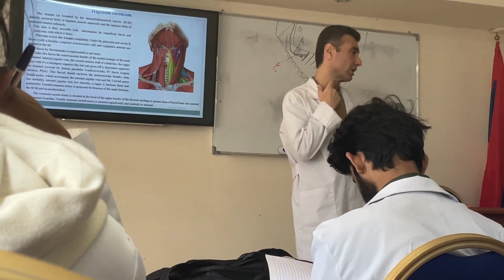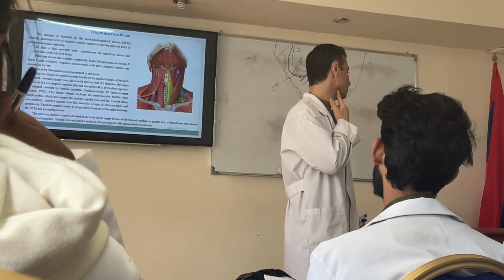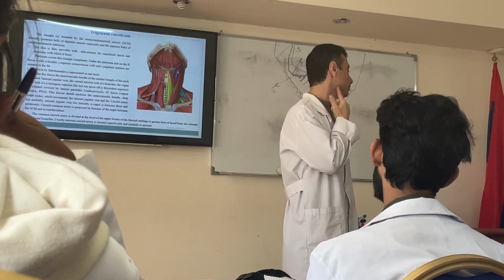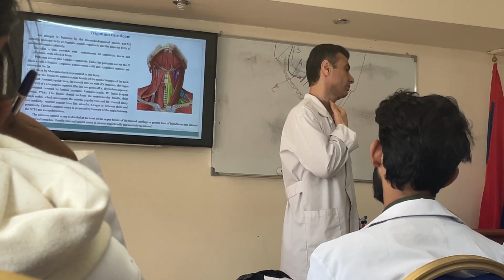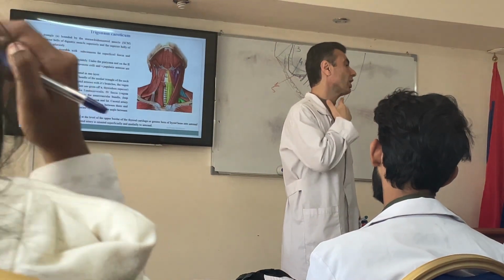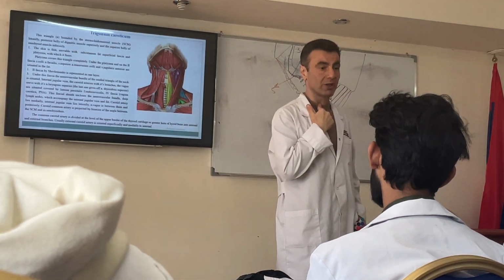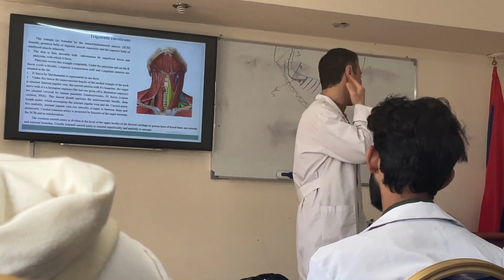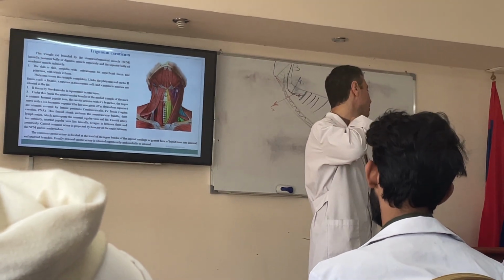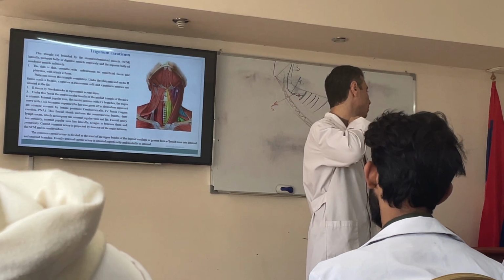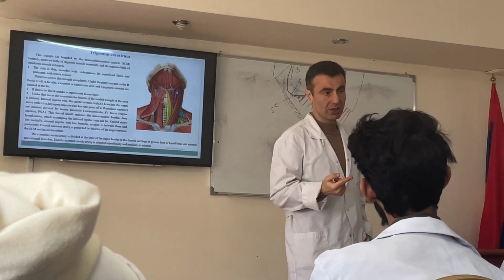Borders of the carotid triangle. Now look to me. From upwards, it is the posterior belly of the digastric. You see? From the backside, sorry, it is the anterior margin of the SCM muscle. And from downwards, it is the superior belly of the omohyoid muscle. Once again, upper border, it is the posterior belly of the digastric. Lower border, it is the superior belly of the omohyoid muscle. And posteriorly, it is the anterior margin of the sternocleidomastoid muscle.